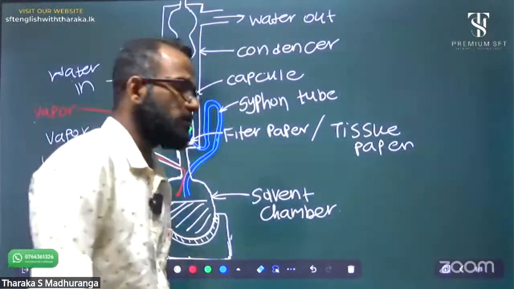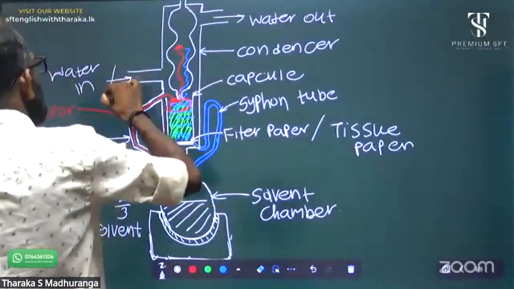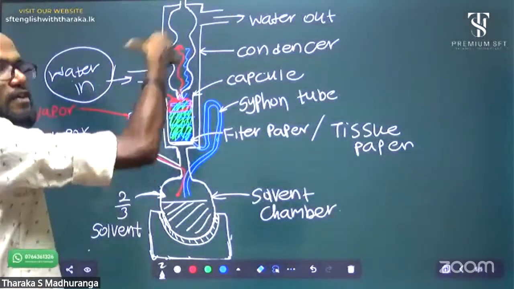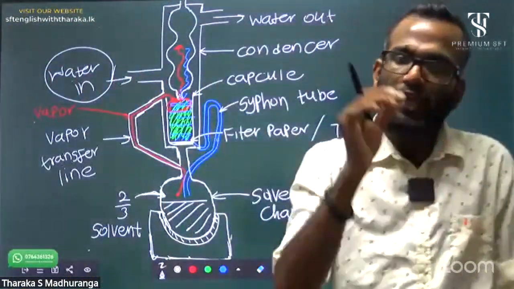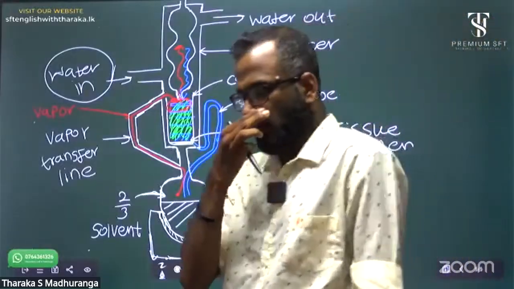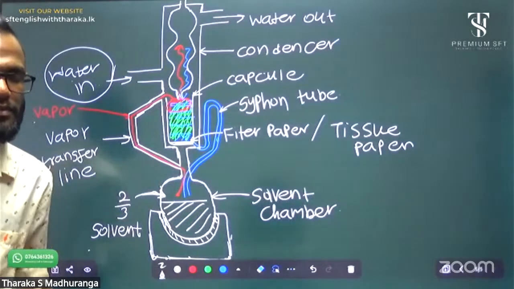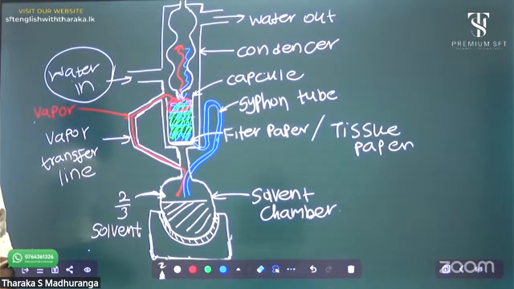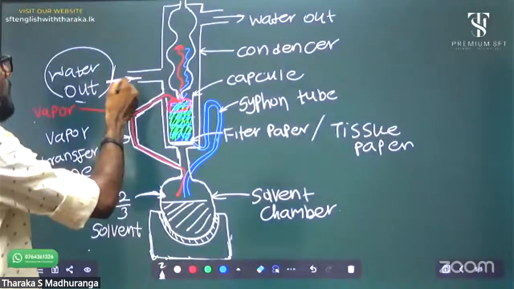Can you explain, anyone? Why do we always need to maintain the water inlet at the bottom? If we change that, what problem comes? What issue comes if I change the sides of the water inlet and water outlet? What's the coming issue?